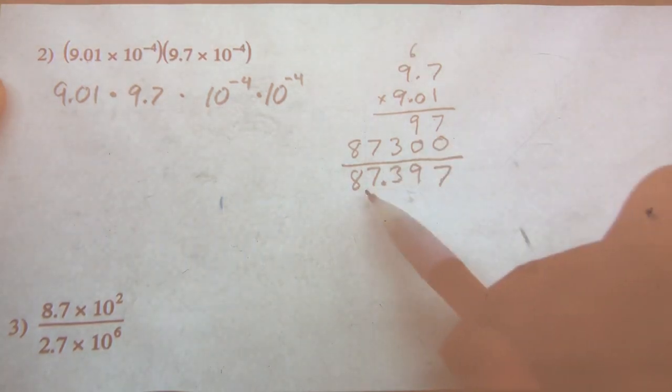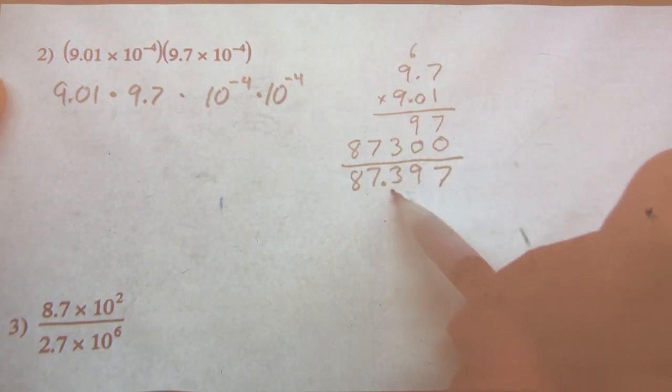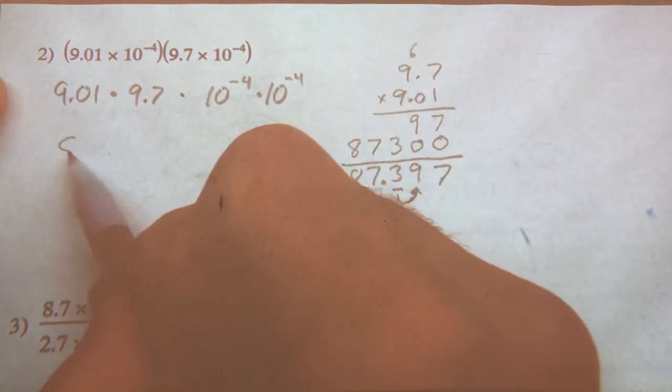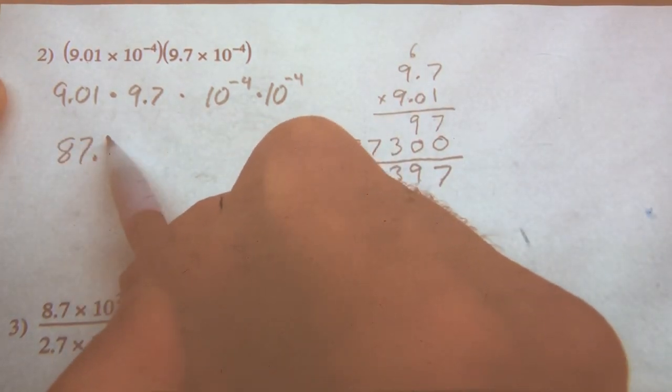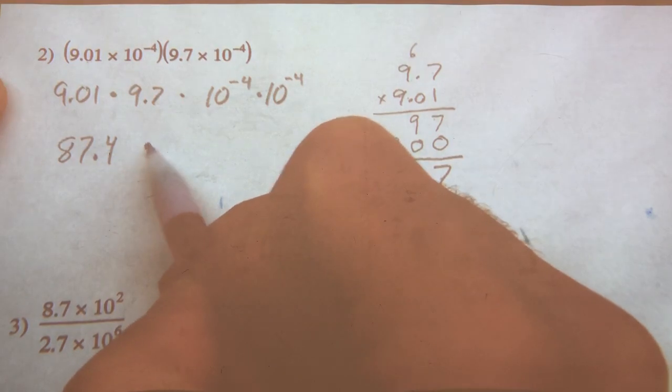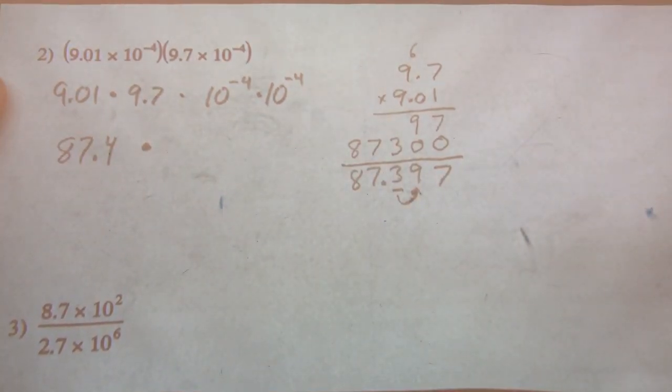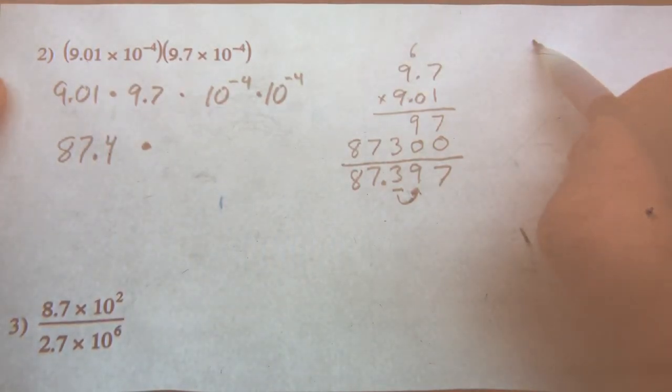So we can see that we got an answer of 87. I'm going to round this to 87.4. The whole point of scientific notation is writing a number that takes up less space on the page, so it doesn't make much sense to have all these digits here. So we'll round to the nearest tenth. Then we'll do the powers multiplication.